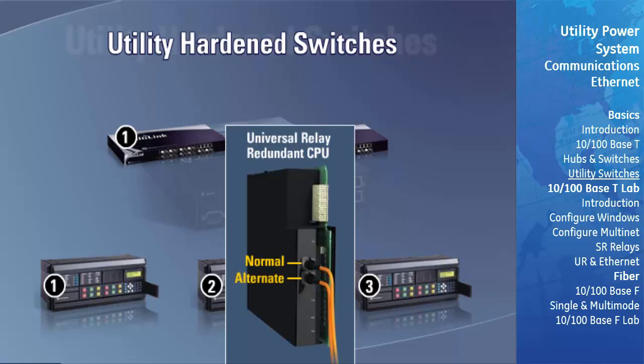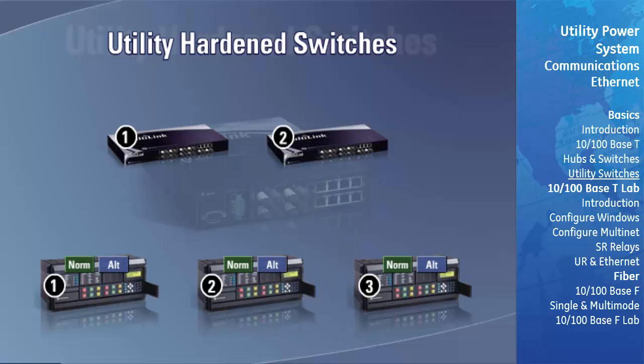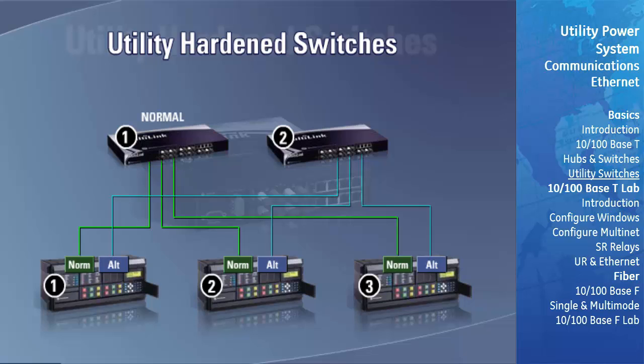Each of the 3 relays' normal fiber optic Ethernet ports are connected to switch 1, which we will call the normal switch. The alternate ports are connected to switch 2, which we will call the alternate switch. A communications link between the 2 switches is created by connecting an Ethernet port of the normal switch to the alternate switch. Link pulses are used by Ethernet ports to establish and monitor the communication link between 2 Ethernet devices.